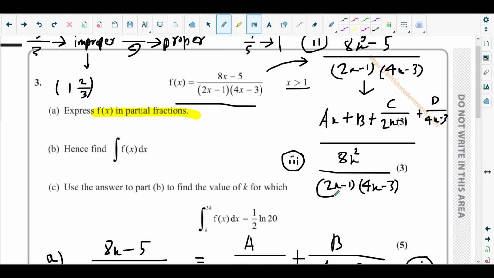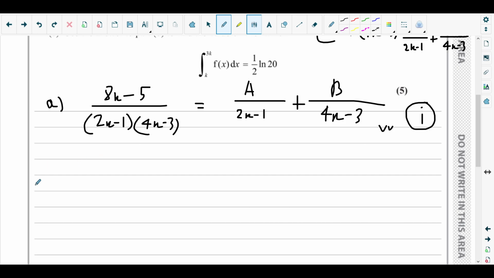You can't tell it by a name. You can say it is when the power of both the numerator and the denominator are equal. In that case, we will definitely need a constant. So a plus b over twice of x minus 1 plus c over 4x minus 3. That's it. That's how we can consider the 3 cases for partial fractions.